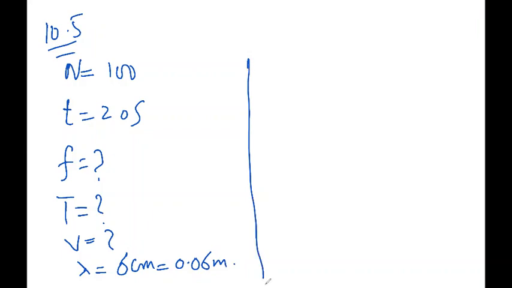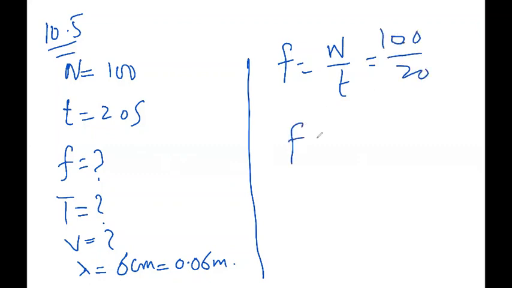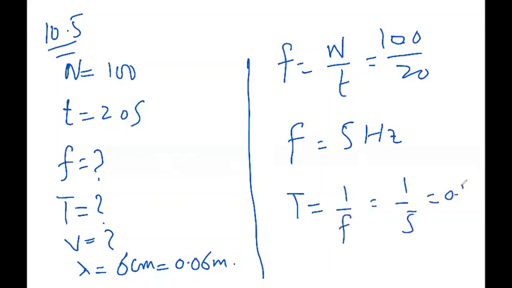Frequency is equal to N divided by T, which is 100 divided by 20. So frequency is equal to 5 Hertz. Time period is equal to 1 by f, which is 1 by 5, so you will get 0.2 second. And v is equal to f lambda. f is equal to 5 and lambda is equal to 0.06. You will get the answer.